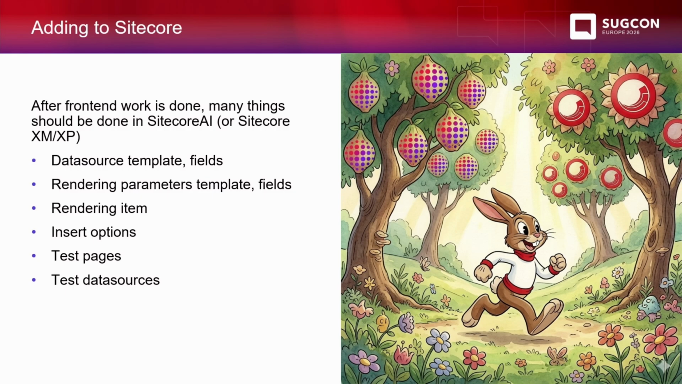Okay, so the React code is ready and perfect, but we are talking about a Sitecore website, right? Now comes another crucial step, implementing the component inside Sitecore. The Hare now needs to create data source templates with all necessary fields, rendering parameters, rendering items, insert options, test data. It all sounds quite simple, but for a human, this is another hour of boring grind and routine click, click, click work. So this is the next perfect candidate for automation.